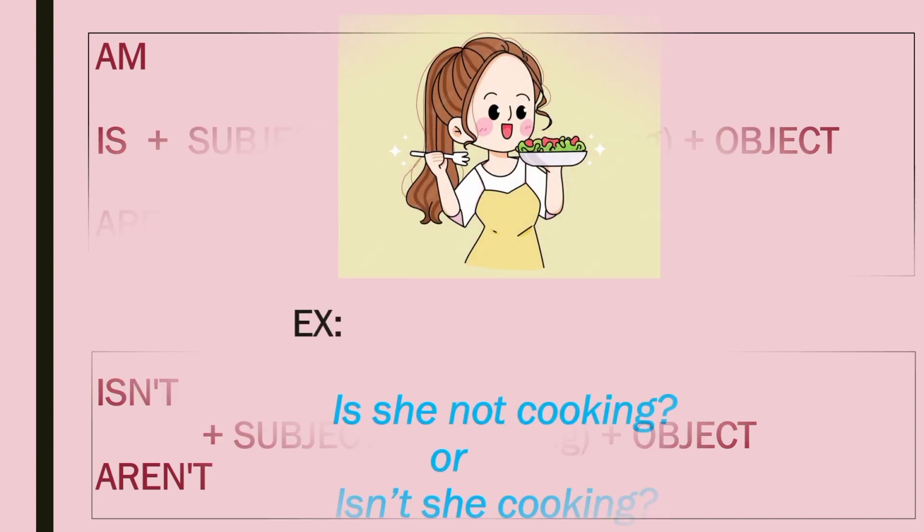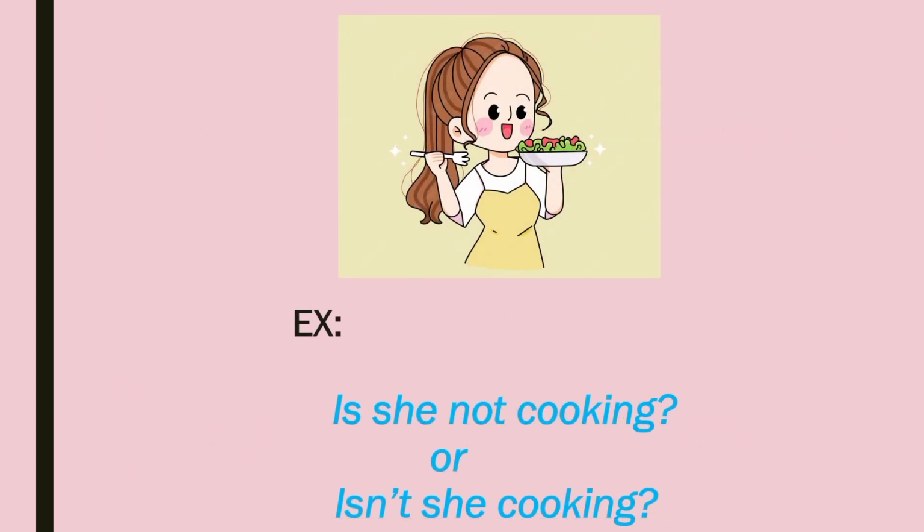So let's look at this example. Here we have the same picture. Now we need to ask a question using a negative form. So look at the first one. It says, is she not cooking? Is she not cooking? So in short form we can ask, isn't she cooking? Isn't she cooking? So these two examples give you the same idea.